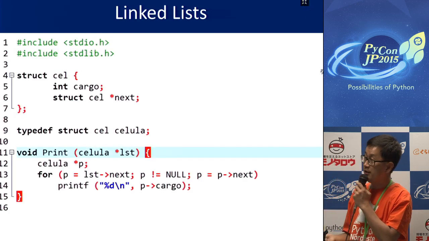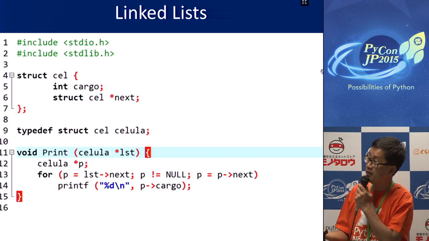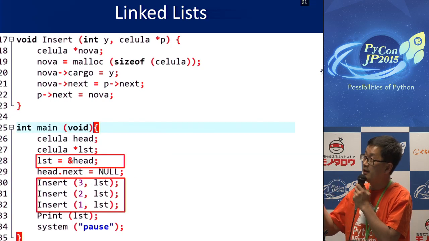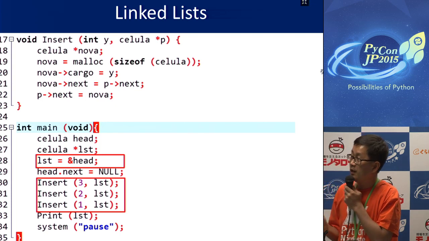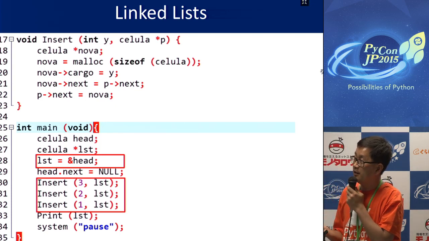Linked lists. Linked lists in C language are a struct with a next pointer. Linked lists have some details and are difficult to teach. For example, this list has a head.